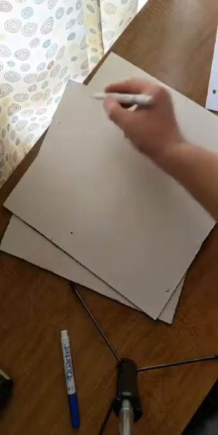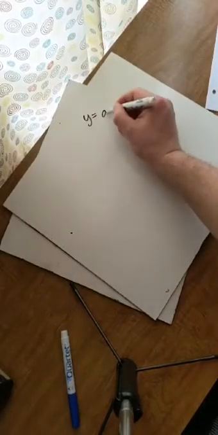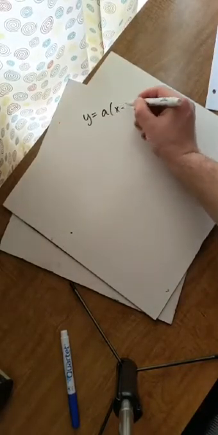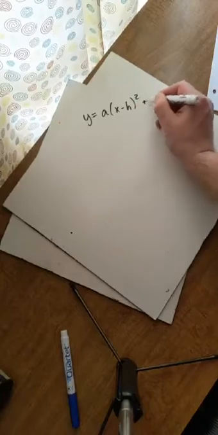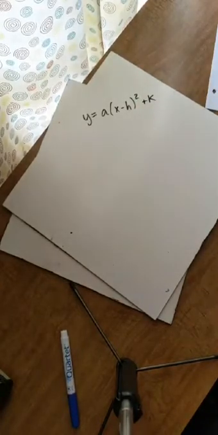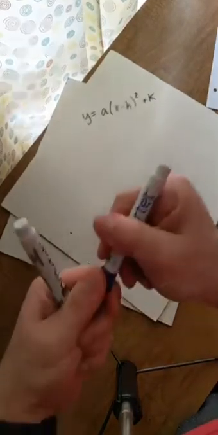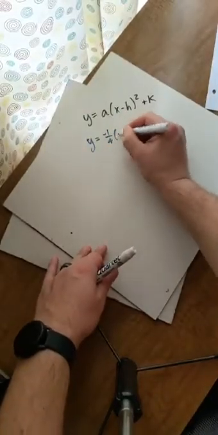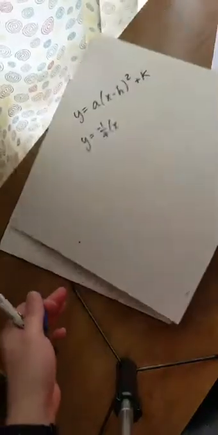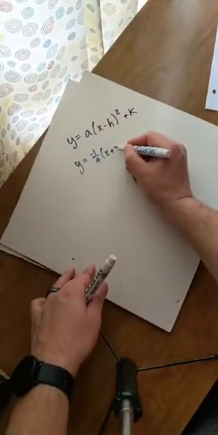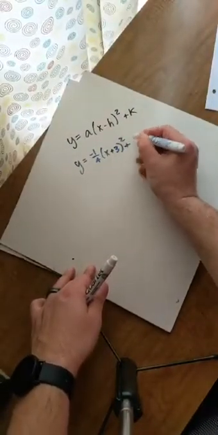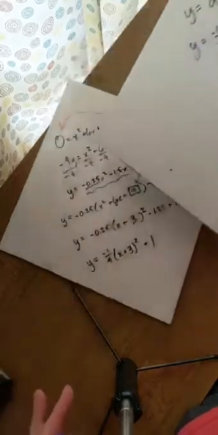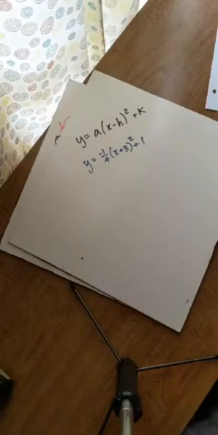So we're going to go back to look at standard form to get the information. Standard form is y equals a times (x minus h) squared plus k. And we just figured out it is y equals negative 1/4 times (x plus 3) squared plus 1. Yep, plus 1. Okay.